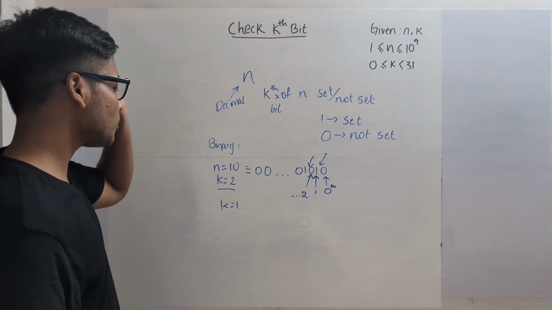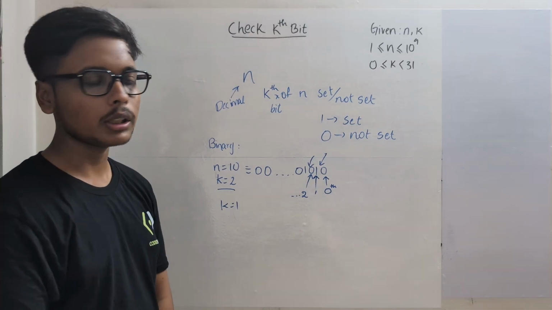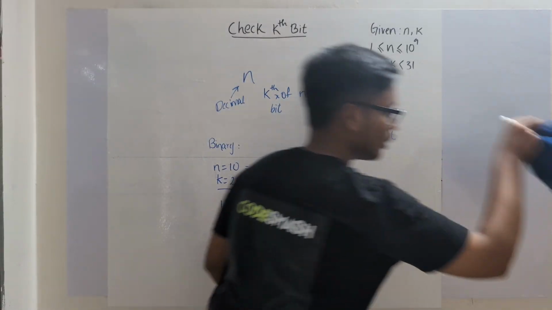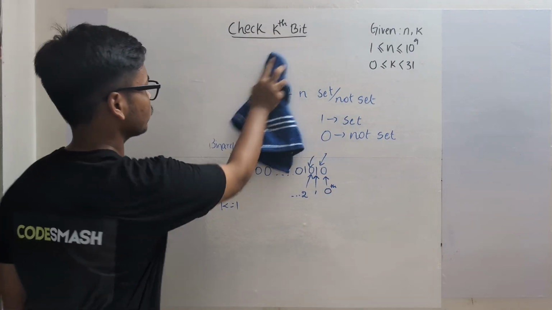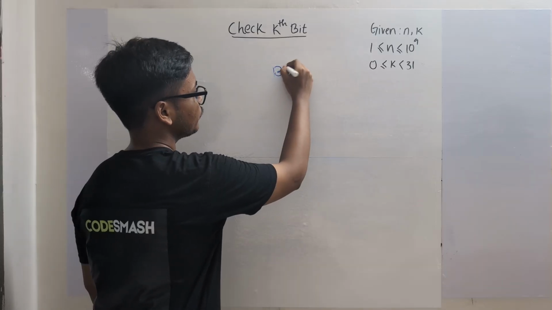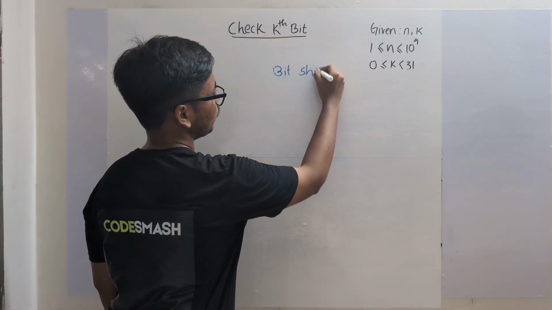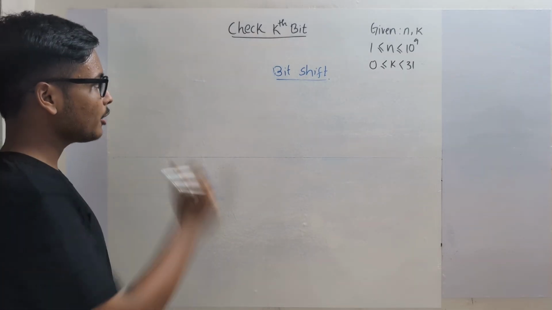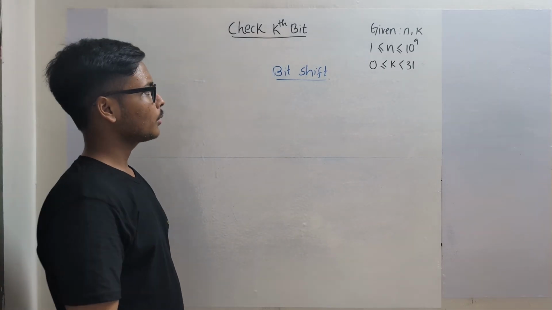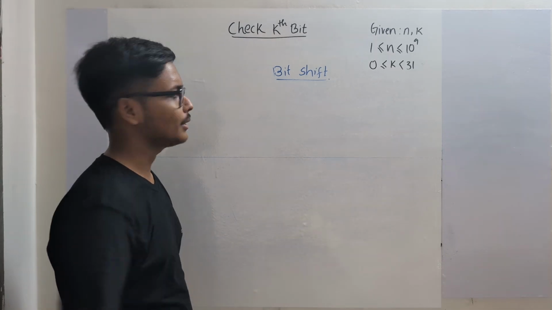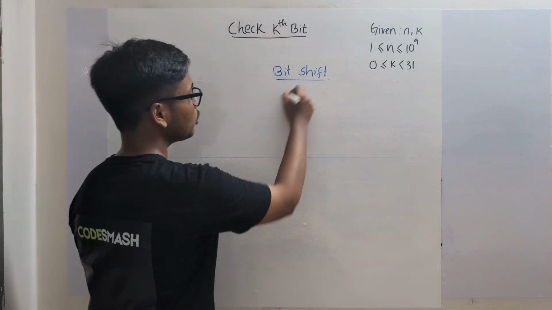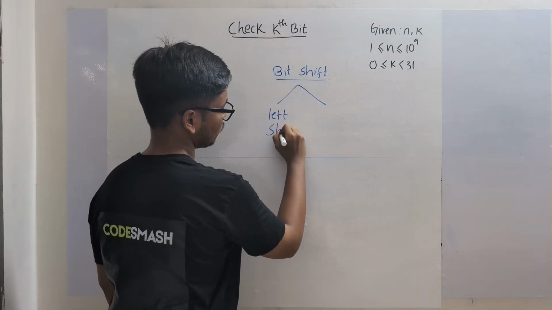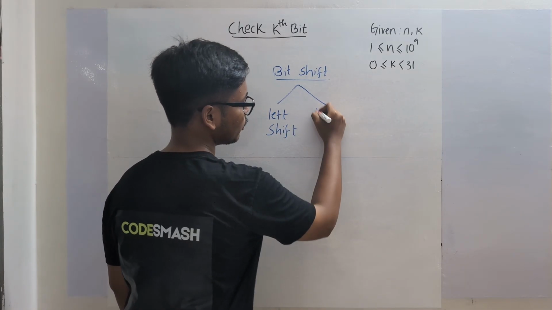Before solving this problem, first of all, we have to know about bit shift. First I will explain bit shift, then we will go into this problem. Bit shift is nothing but shifting every bit of a binary number either to the left side or to the right side. So there are two types of bit shifts. First one, left shift, and the second one, right shift.